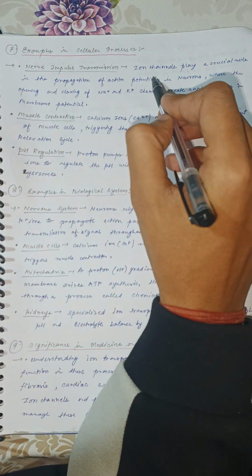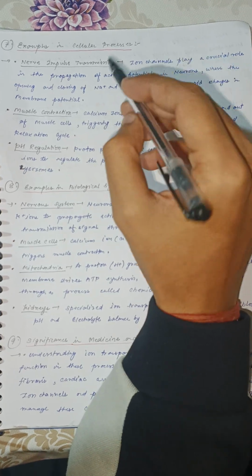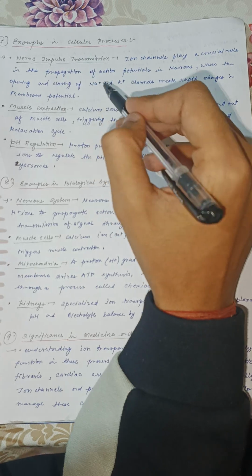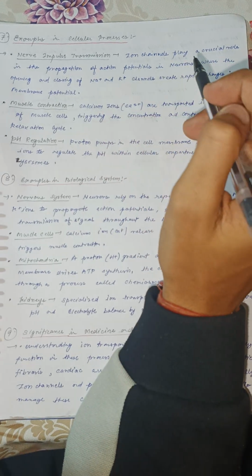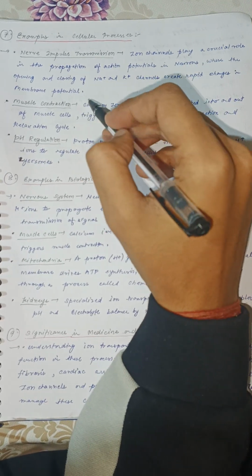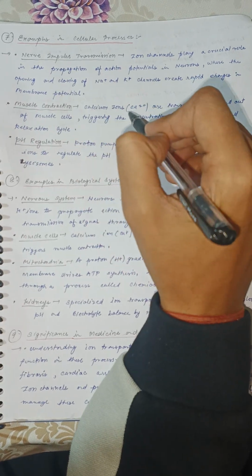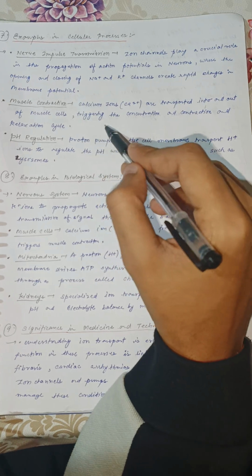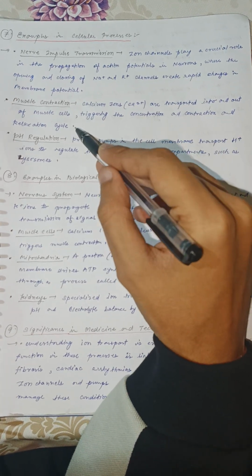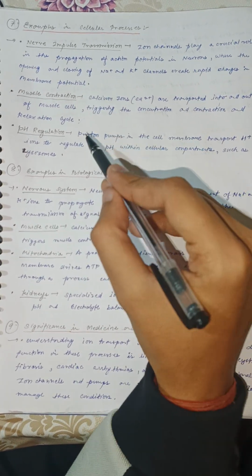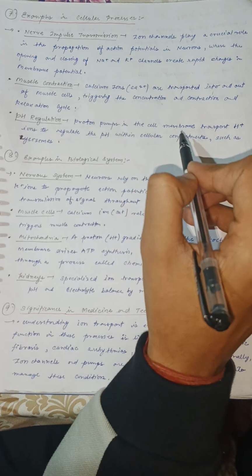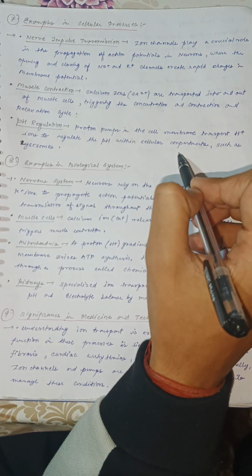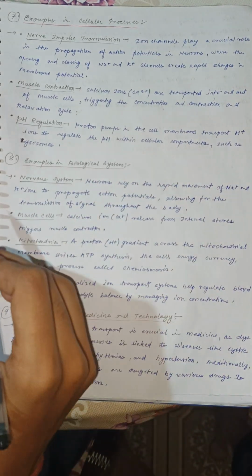Nerve impulse transmission: in this, ion channels play a crucial role in the propagation of action potential in neurons, where the opening and closing of sodium and potassium channels create rapid changes in membrane potential. In muscle contraction, calcium ions are transported into and out of the muscle cells, triggering the contraction and relaxation cycle. pH regulation: proton pumps in the cell membrane transport H plus ions to regulate the pH within cellular compartments such as lysosomes.